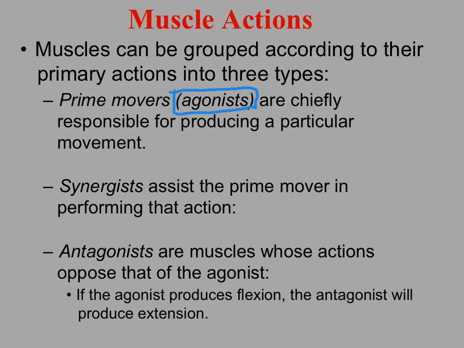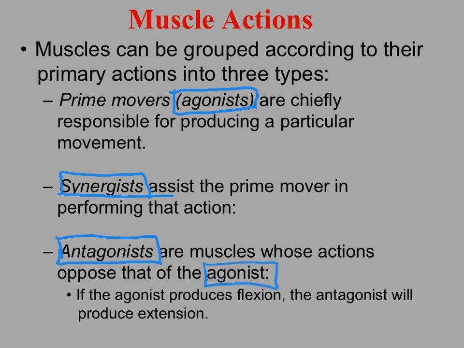When the biceps brachii is carrying out that movement, there are other muscles assisting it, and these are called synergists. The synergists aren't the ones primarily responsible for the action, but they'll contract during the movement to help stabilize the joint. So they're assisting the prime movers. And then lastly, there are antagonists. These are muscles whose actions are doing the opposite of the agonist. Not at the same time.